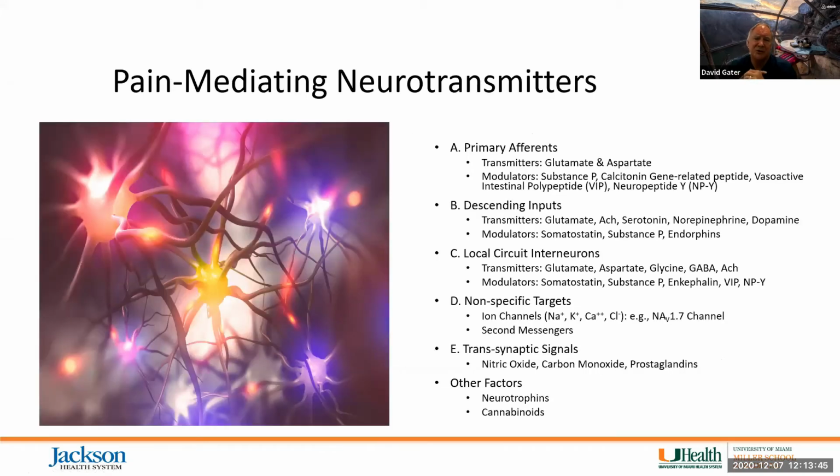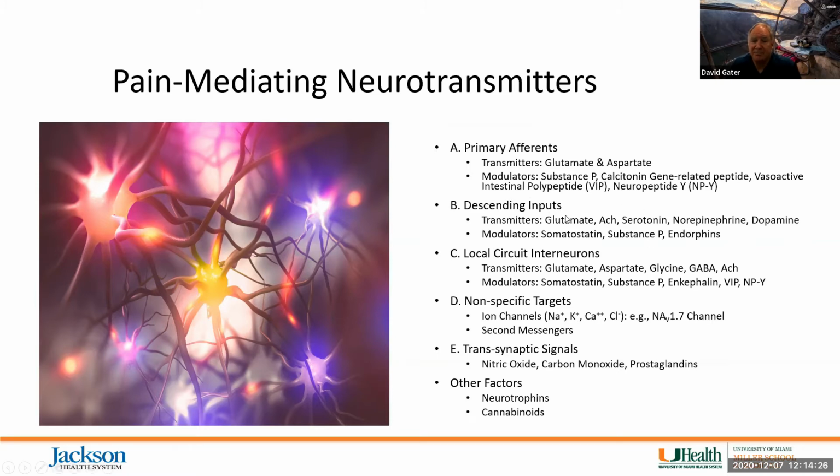So a number of different neurotransmitters for pain. Along those primary afferents, you have glutamate and aspartate as the primary neurotransmitters. But these can be modulated by substance P, calcitonin gene-related peptide, VIP, vasoactive intestinal polypeptide, and NPY, neuropeptide Y. All of these can change how you're perceiving pain. By the time it gets to the cortex, these influences modify the way that you're perceiving pain.